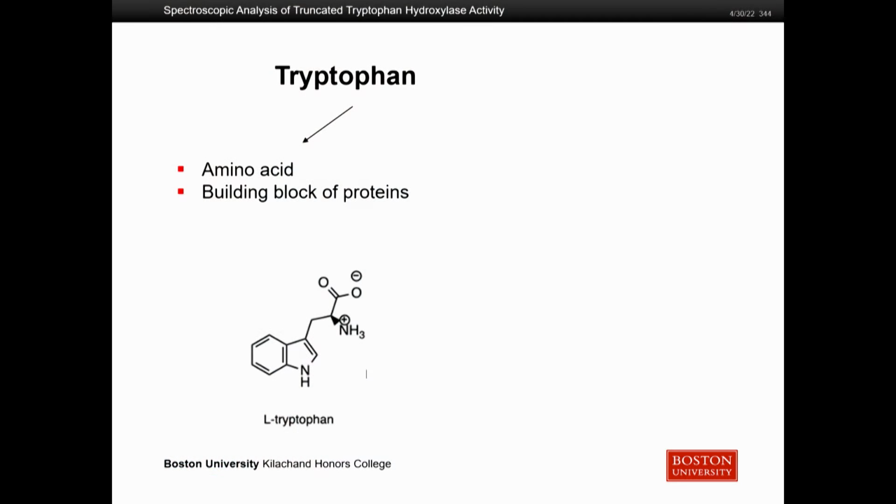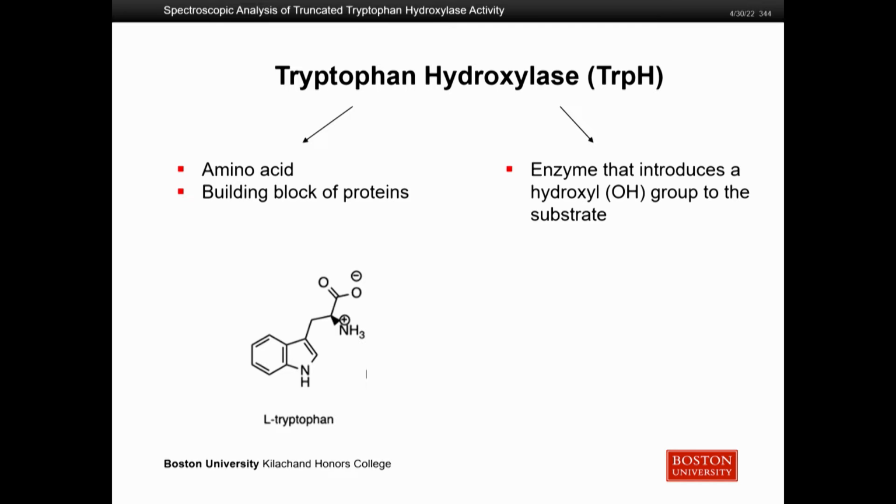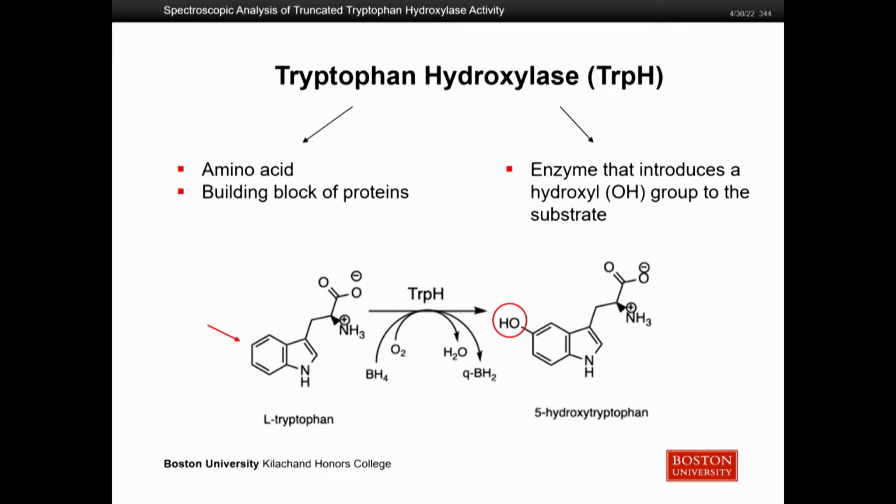And so to start off, what is tryptophan? So tryptophan is one of the 20 amino acids, which are the building blocks of proteins, and it's shown in the figure below. And hydroxylase is an enzyme that introduces a hydroxyl group, which is an oxygen and a hydrogen, onto a substrate. So in this case, we are using tryptophan, and at that position, we currently have a hydrogen. And with the use of our enzyme, we are adding this oxygen-hydrogen hydroxyl group.